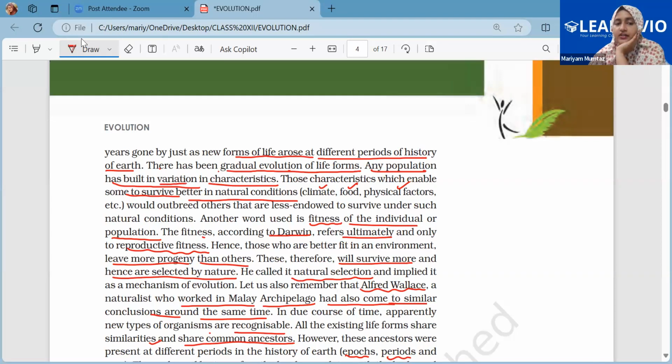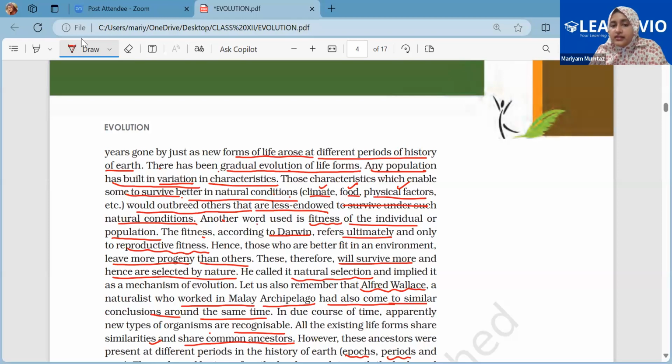Variation is the introduction of new characters. Some way or the other, the population has new characters introduced in them, which makes them different from the previous. Those characters which enable some to survive better in natural conditions, that is climate, food, physical factors, etc., would outbreed others that are less endowed to survive under such natural conditions.